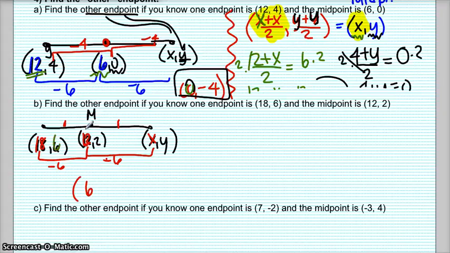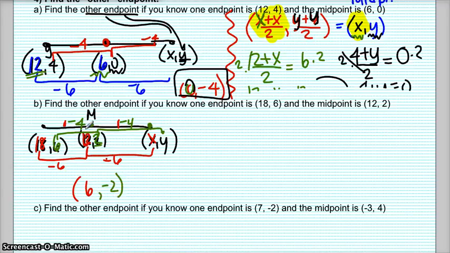Similarly, look at the y's. If one endpoint is at 6 and the midpoint is at 2, well, you had to go down 4 values. Same thing, if m is in the middle of the endpoints, then the distance to get down to the other endpoint must also have been to lose 4 values. So 2 minus 4 is a -2.